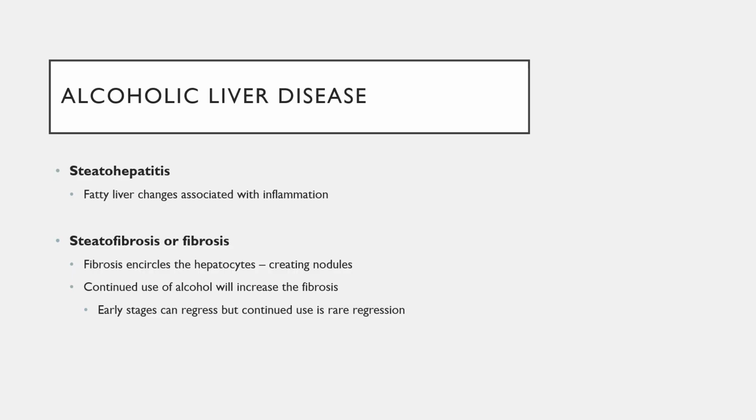What happens during fibrosis? Well, scar tissue begins forming around hepatocytes. Over time, it creates bands. Those bands disrupt blood flow and eventually isolate clusters of regenerating hepatocytes into nodules. At this point, the liver is no longer organized efficiently. Structure dictates function, and the structure is now compromised. Can fibrosis regress? Early on, yes, but continued alcohol exposure dramatically reduces that chance. By the time cirrhosis develops, we are managing damage, not reversing it.